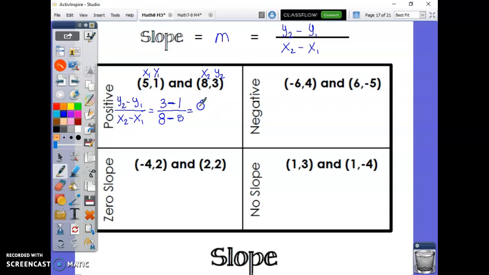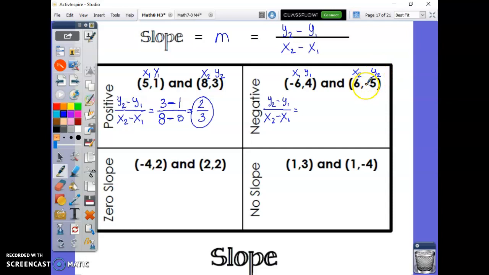3 minus 1 is 2. 8 minus 5 is 3. So again, our slope is 2 over 3. So all we're doing is assigning x1, y1 because this is my first point, and x2, y2 because this is my second point. Now again, the more you write this formula, guys, the better chance that you'll memorize it. So keep practicing, keep writing it over and over again, just like I am.